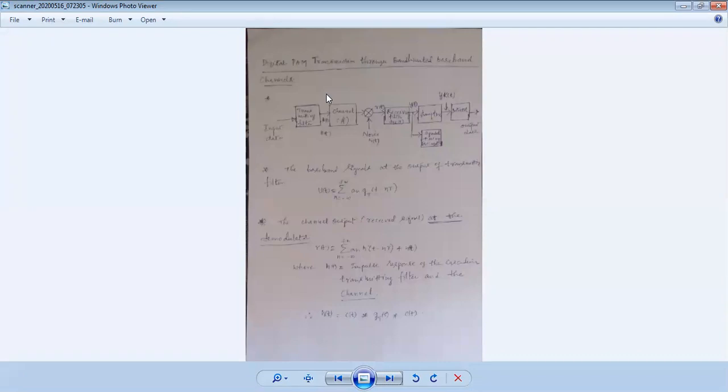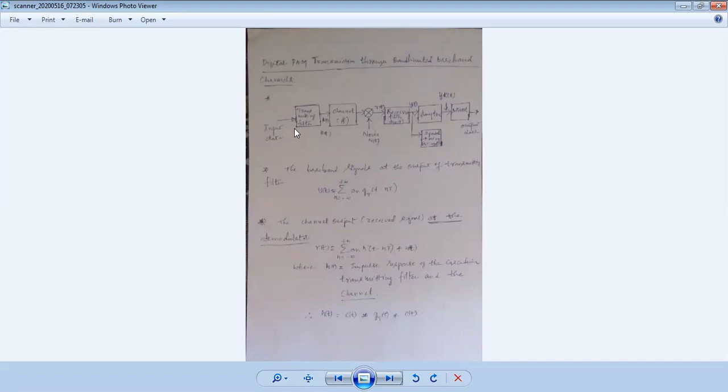So how exactly does it work here? A digital PAM transmission through a band limited baseband channel will take the sample of the output of the channel at every t equal to capital T naught and give the output. That is what is called digital PAM transmission through the band limited channel. Whatever the input data will be, look back here.